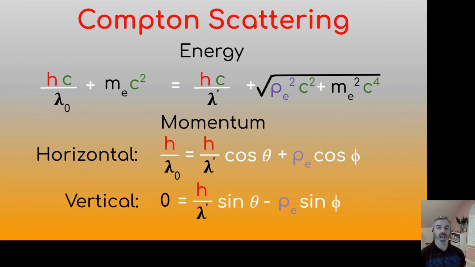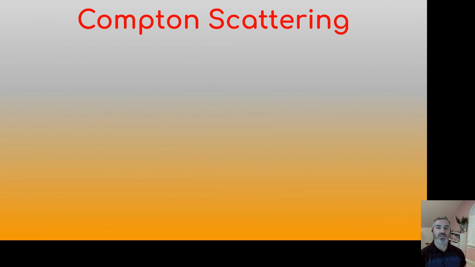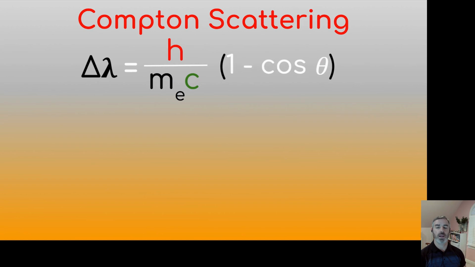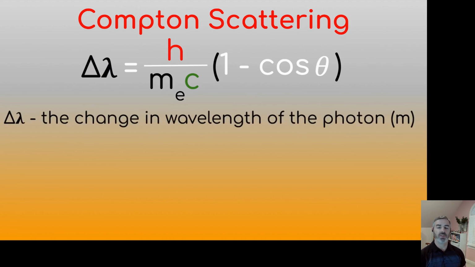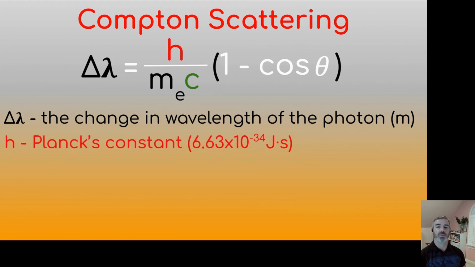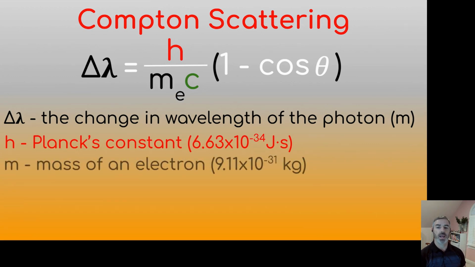So the Compton scattering equation simplifies down to the change in wavelength of the photon is equal to Planck's constant divided by the mass of the electron times the speed of light times 1 minus cosine theta. So delta lambda is the change in wavelength of the photon in meters. And then we're going to use the value for Planck's constant. Planck's constant is 6.63 times 10 to the negative 34th joule seconds. And then we're going to use the mass of the electron, which is 9.11 times 10 to the negative 31st kilograms.